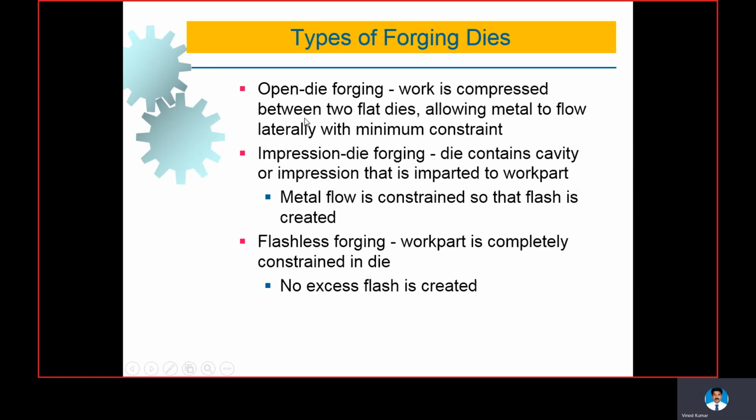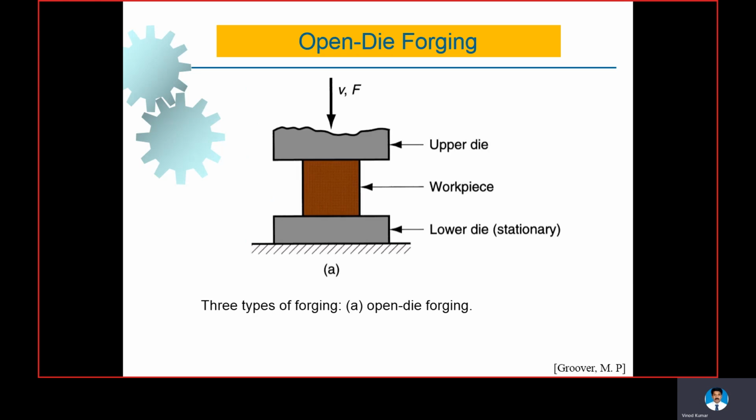What are the types of forging dies? We have three types of forging dies: open die, impression die, and flashless forging die. Let us see them clearly and understand how they work.